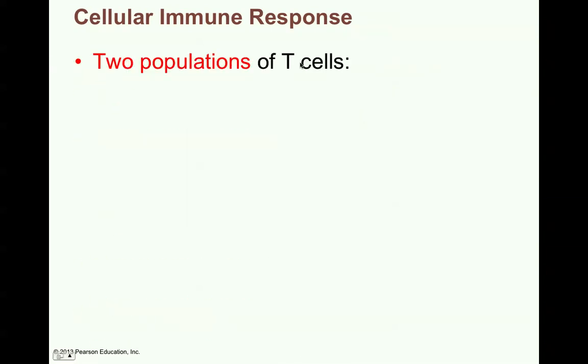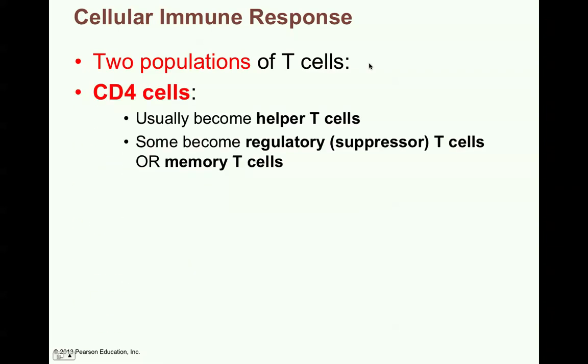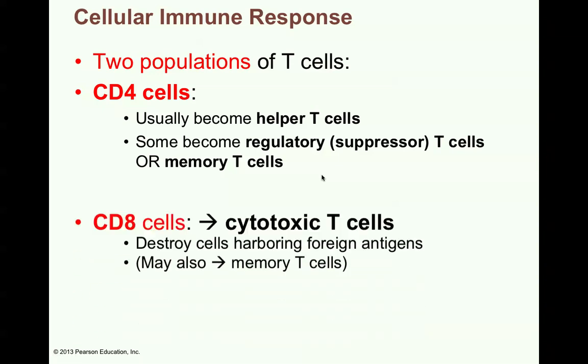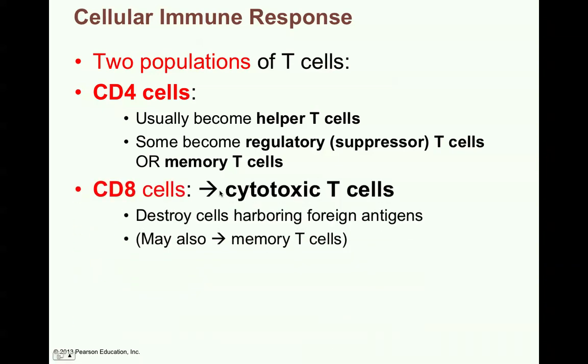There are two major populations of T cells. CD4 cells usually become helper T cells. Some become suppressor or regulatory T cells, or they can become memory cells. And then there's CD8 cells. These will mostly become cytotoxic or killer T cells. They will destroy the cells that are harboring these foreign antigens. Some of these may also become memory T cells.